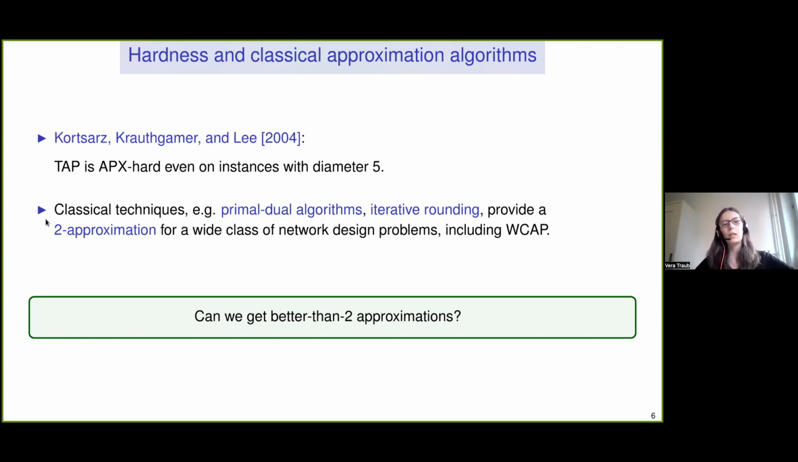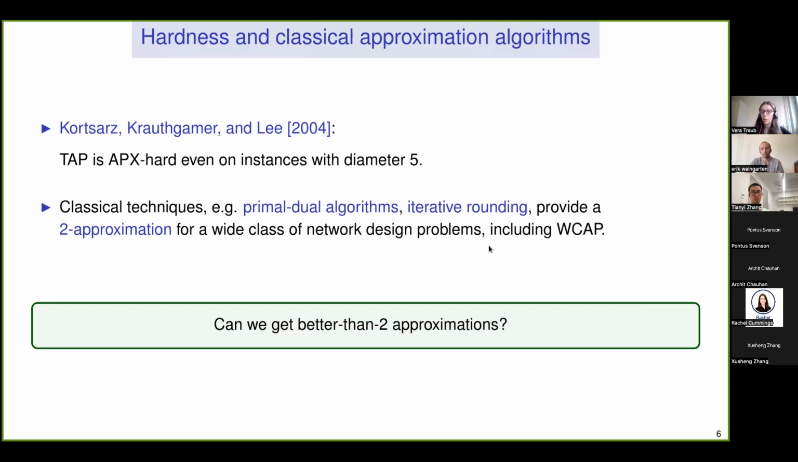If we look at classic techniques that we can use for network design problems in general, which also includes this weighted connectivity augmentation problem, there are some very classic techniques like primal-dual algorithms or the iterative rounding technique and so on. These techniques give us a 2-approximation algorithm for a very wide class of network design problems. This includes the weighted connectivity augmentation problem, but also way more general network design problems. So in some sense, the 2-approximation is the baseline that we'll be comparing to: it is the thing we can always get using the classic techniques.